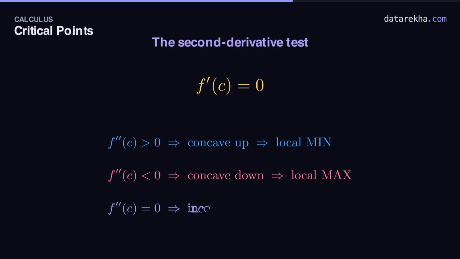But if the second derivative is also 0, the test says nothing, inconclusive. The point could be a max, a min, or neither. When that happens, fall back on the first derivative test and check the sign change.